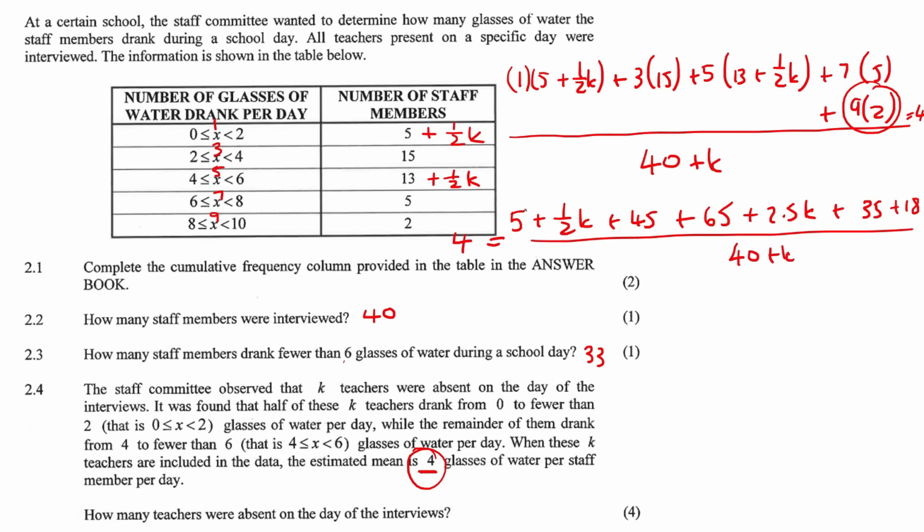Now I'm just going to simplify a little bit. So 5 plus 45 plus 65 plus 35 plus 18. If we add all of that together, we get 168.